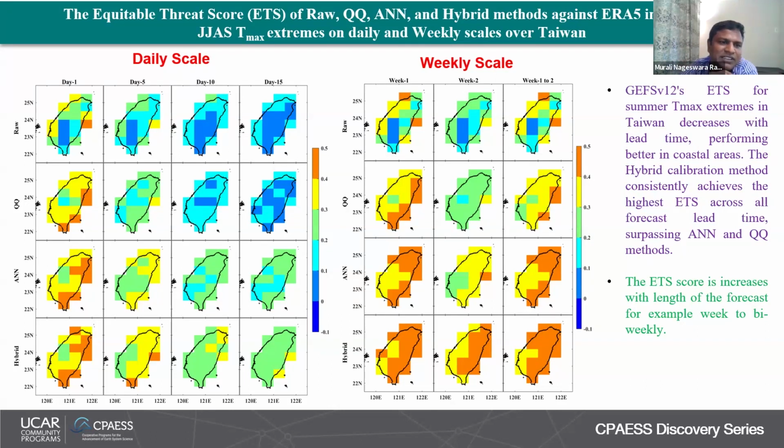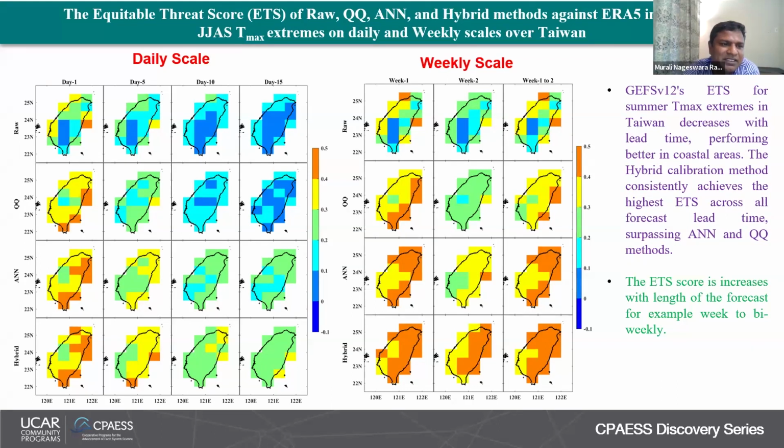The left one is the day-to-day matching exactly. In both cases, I have looked at how the skill scores behave day to day, and for week 1, week 2, and week 1 to 2. I have presented it here, and you can see in the raw model, the ETS score is higher for the shorter lead time, and it decreases with the lead time. A similar pattern can be observed in the calibration methods also.